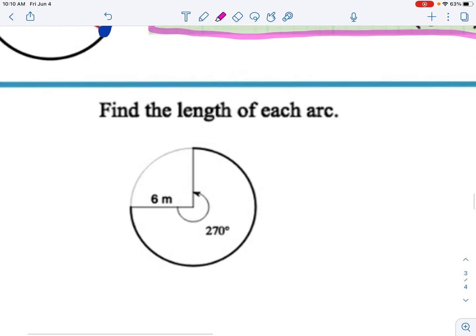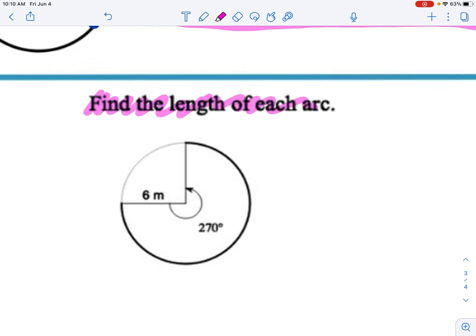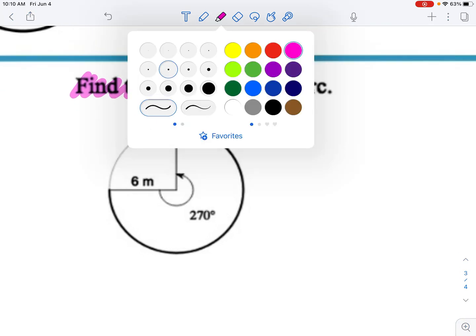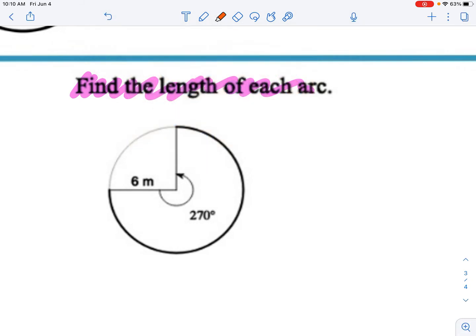Okay? So let us take a look at the first example, which says, find the length of each arc, right? In this case here, they want us to find this length.